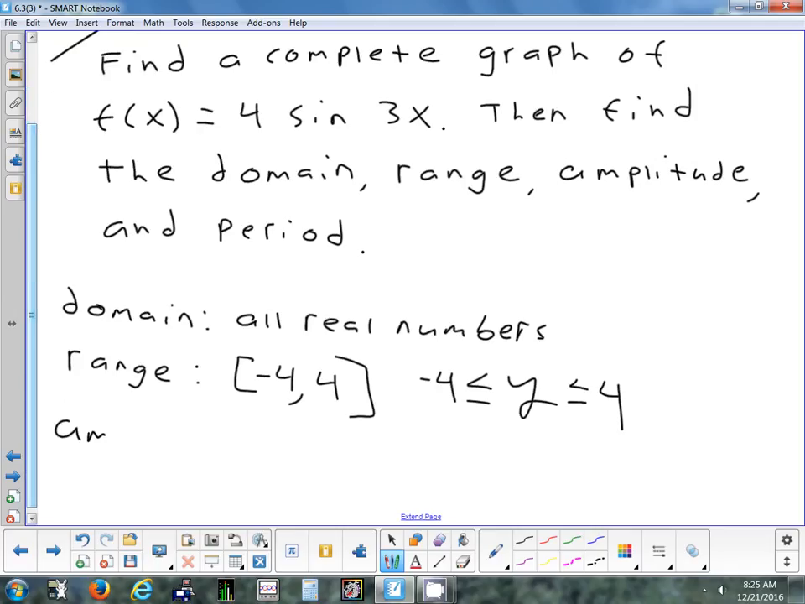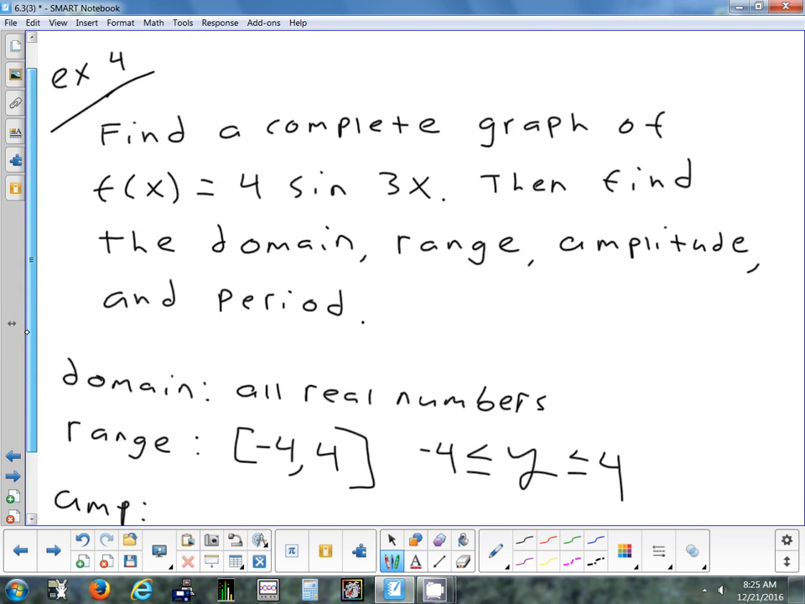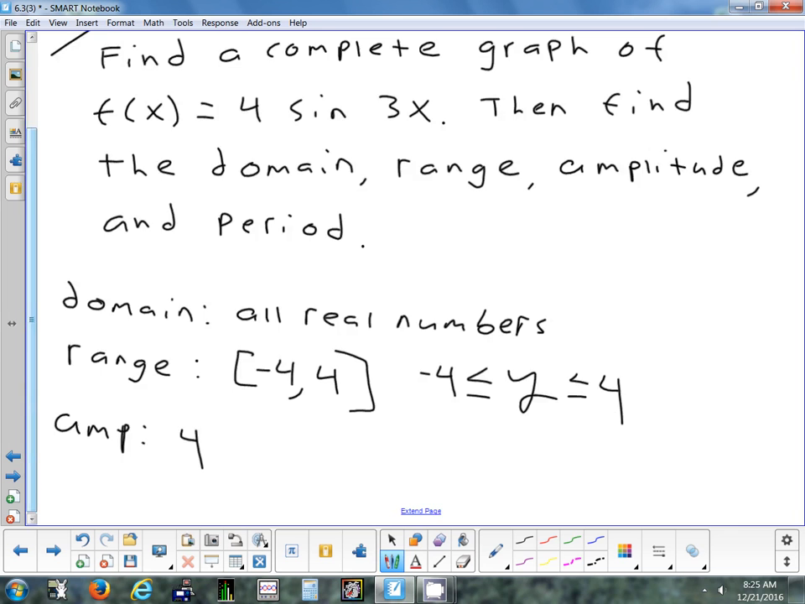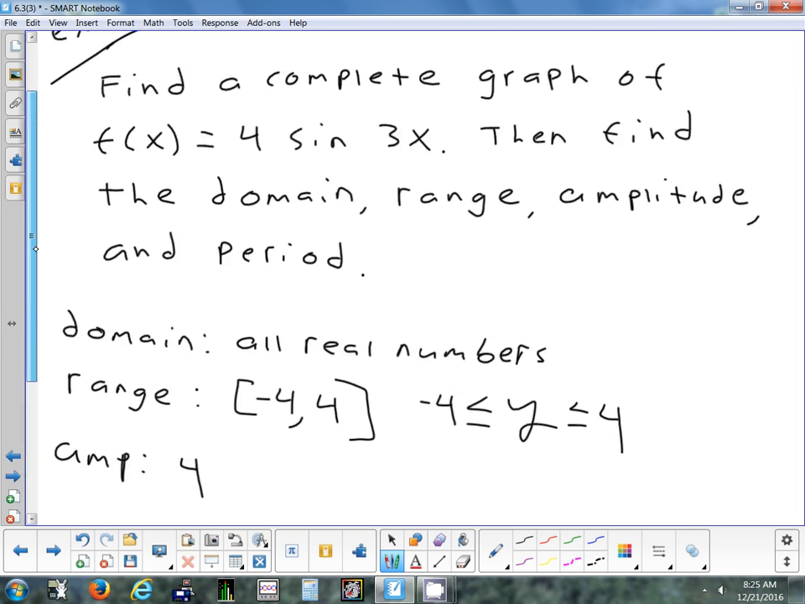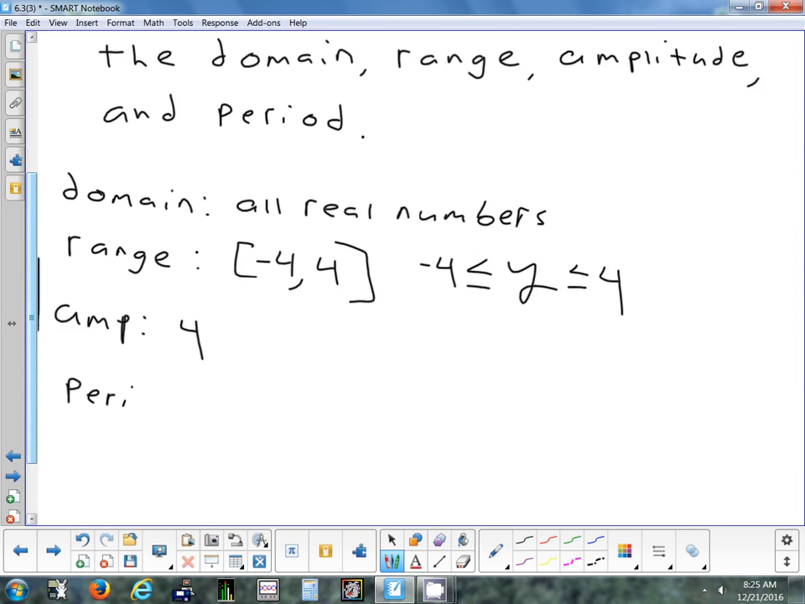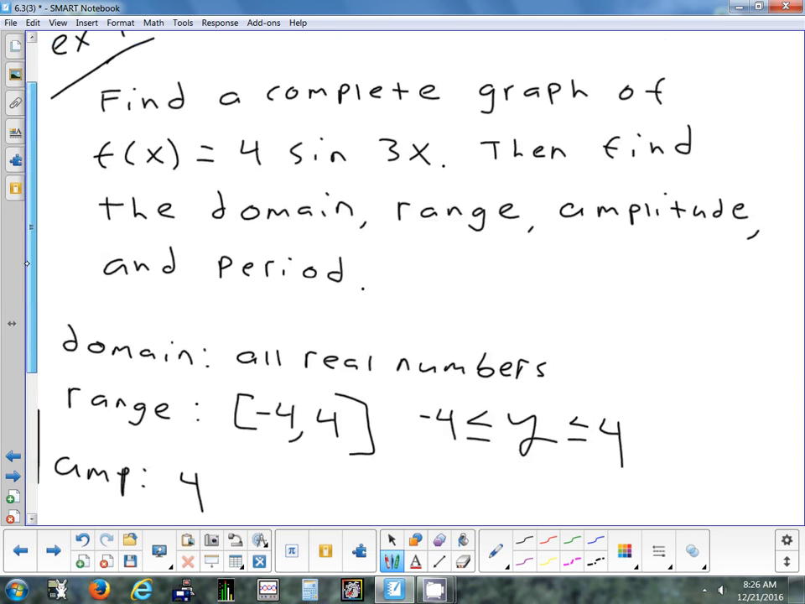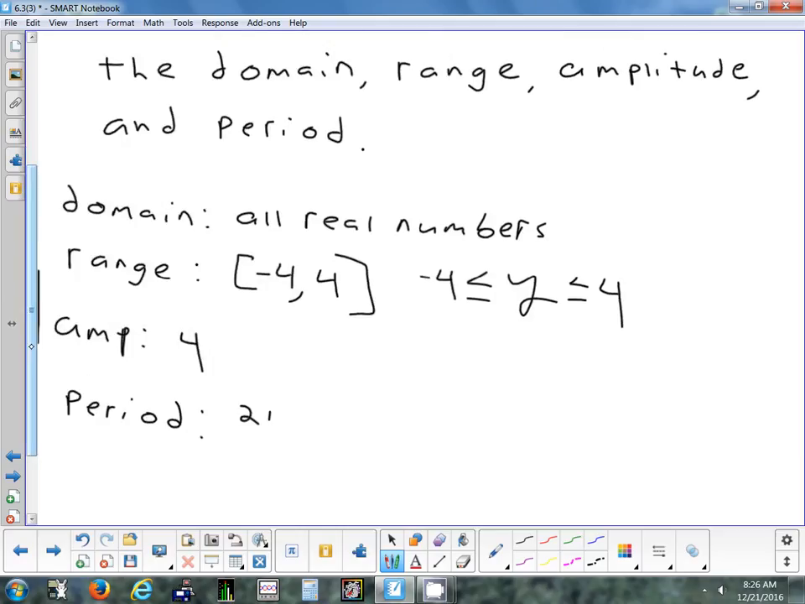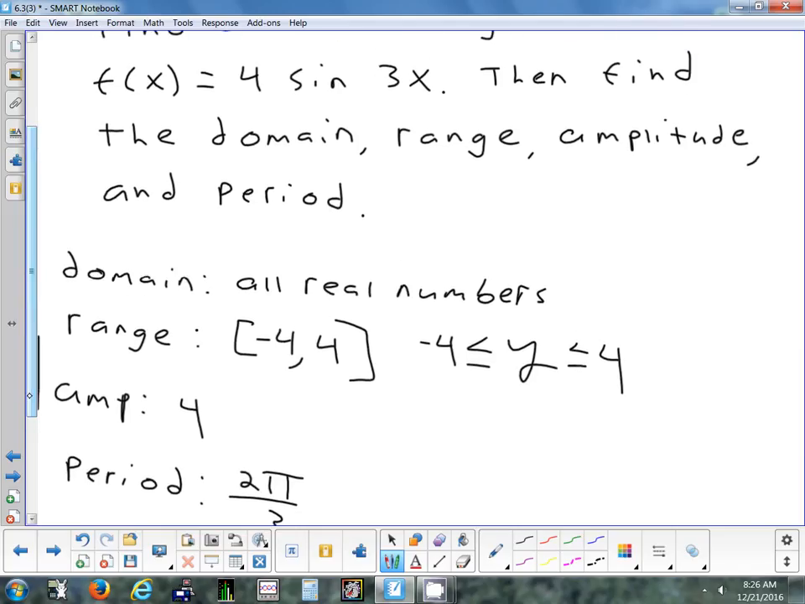Amplitude. What's the amplitude of that? 4. And what else? Period. What's the period of this? 2 pi over 3. What does that mean? The period is 2 pi over 3. Explain what that means to me.